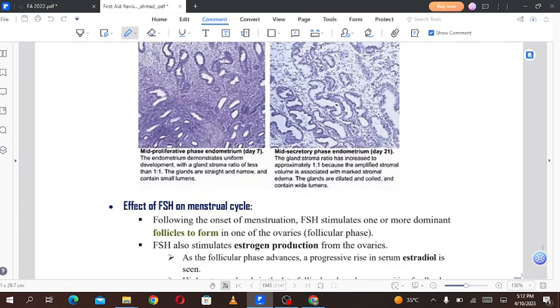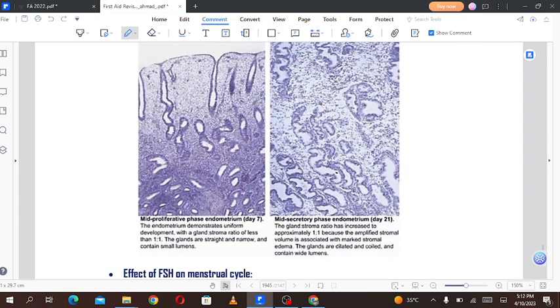Then we have the mid proliferative phase of the endometrium at day 7. So you can see the glands are straight, like this is the artery. It is not that tortuous as these arteries, as you can see in this picture. So these are very tortuous arteries. So, mid proliferative phase, endometrium, day 7. The endometrium demonstrates uniform development with a gland to stroma ratio of less than 1:1. So the gland to stroma ratio is 1:1 or even less than that. The glands are straight and narrow and contain small lumens. I'm reading it here.